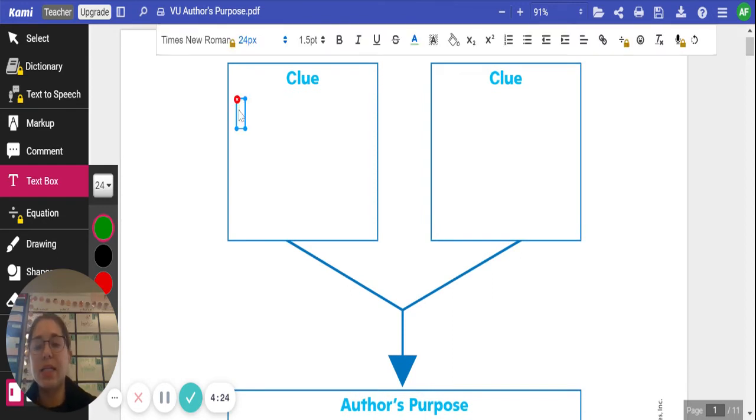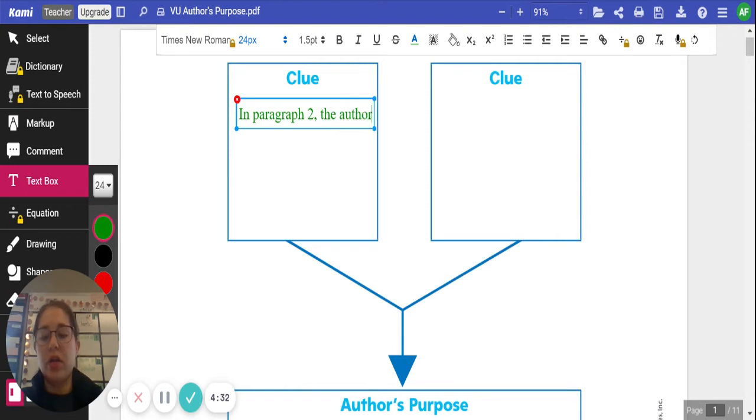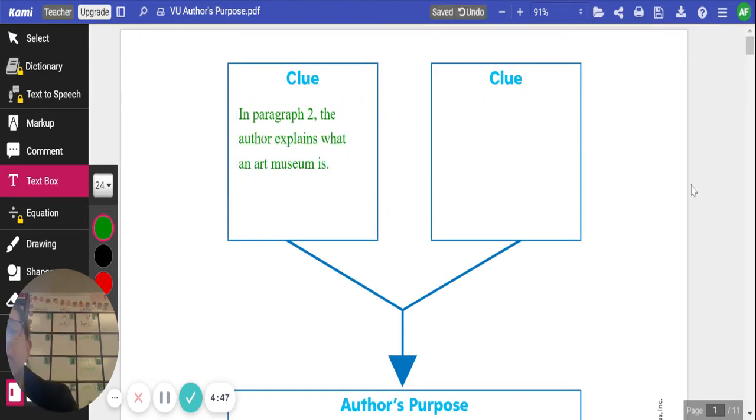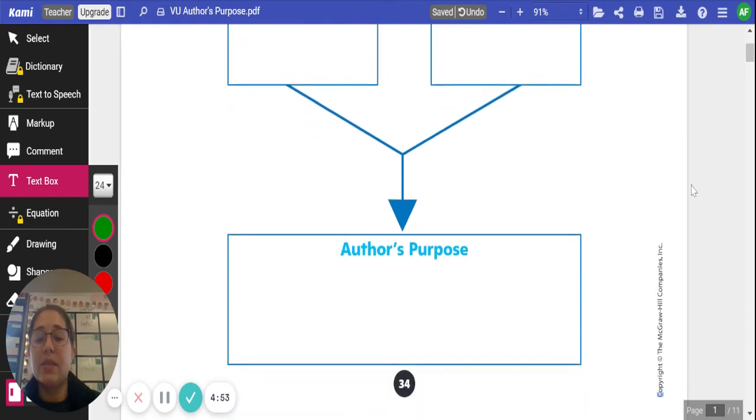Go ahead and write it as I type it. We can say in paragraph 2, the author explains what an art museum is. And if you need to pause it so you have time to write it, go ahead and do that now. Our first clue, looking back after rereading paragraph number 2, the author is explaining what an art museum is.